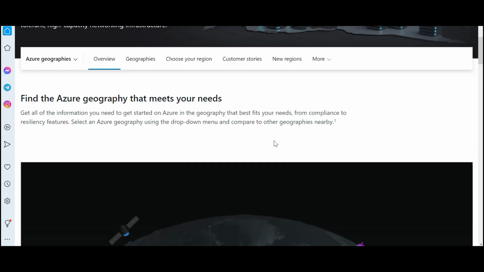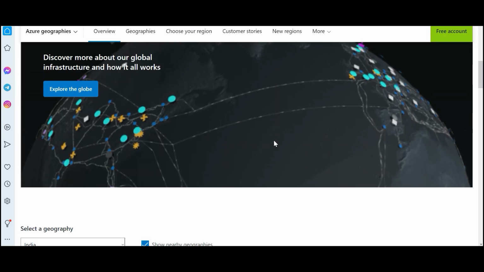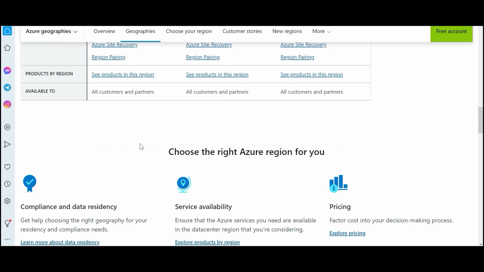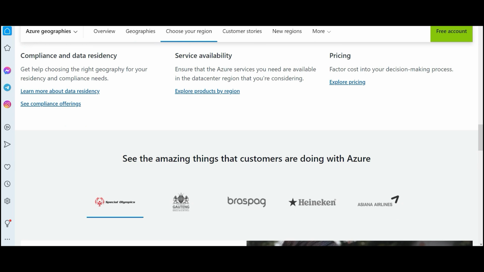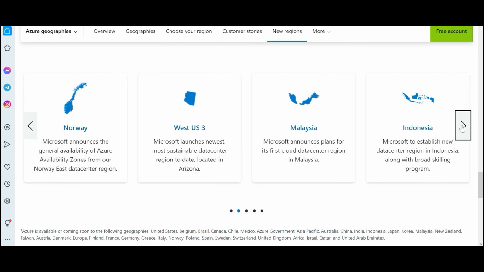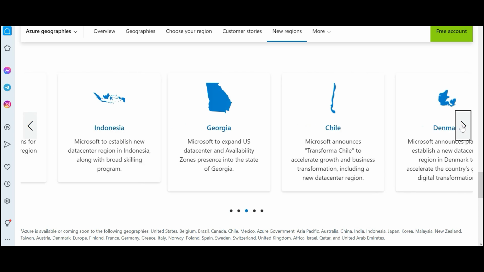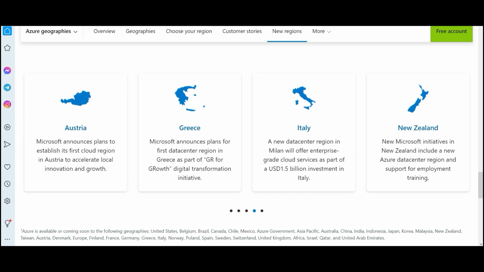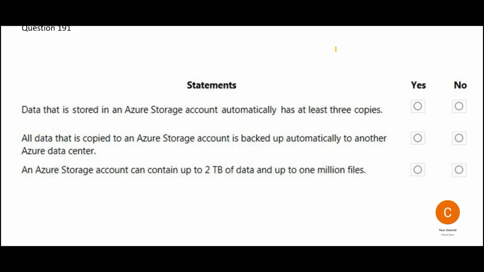For example, you have these geographies and you can see different locations where you have the regions, and you have AZs in those regions. The data centers are in Qatar, China, Finland, Belgium, Norway, Malaysia, Denmark, Chile, Georgia, Taiwan, New Zealand, and so on. But let's jump into the next question.